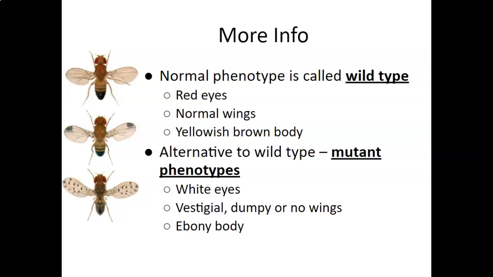The mutant type would be white eyes, vestigial, dumpy, or no wings. Basically, any wing that isn't normal is a mutant, and then an ebony body. So the mutant type is anything that is not normal, right? Something that is a mutation.